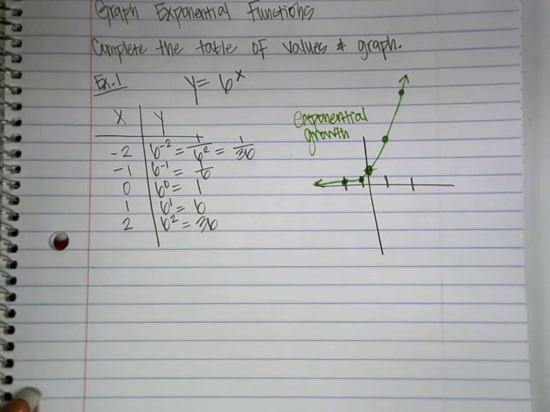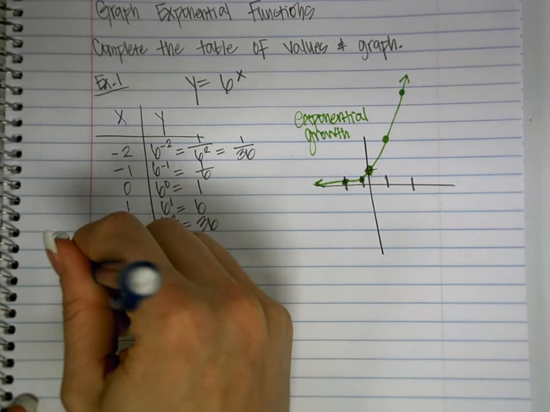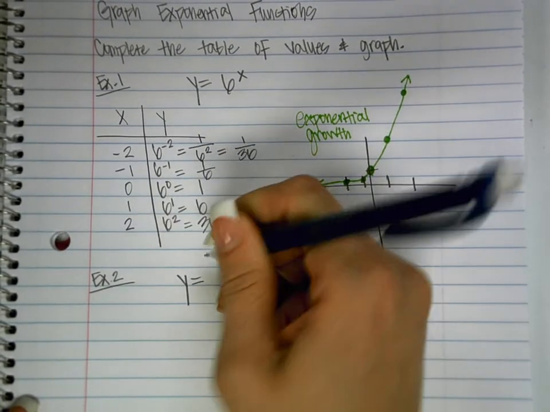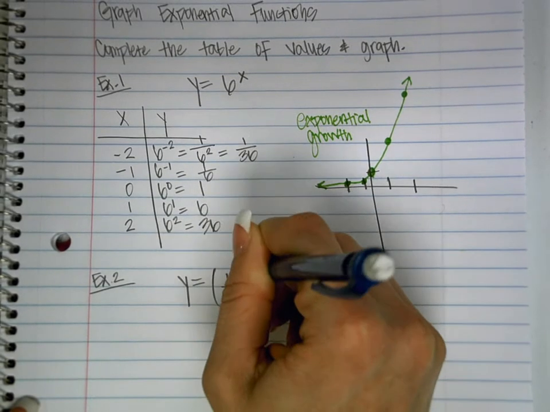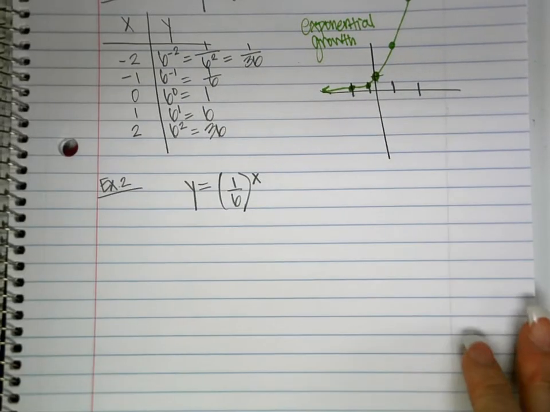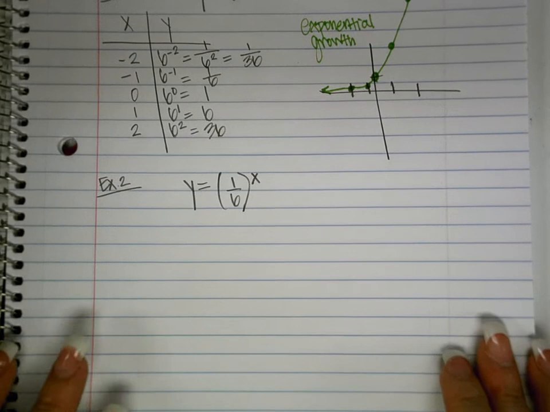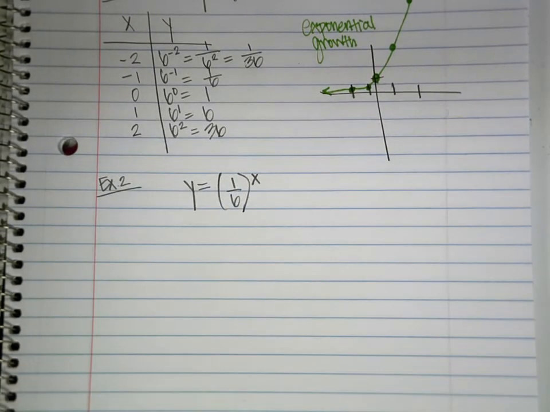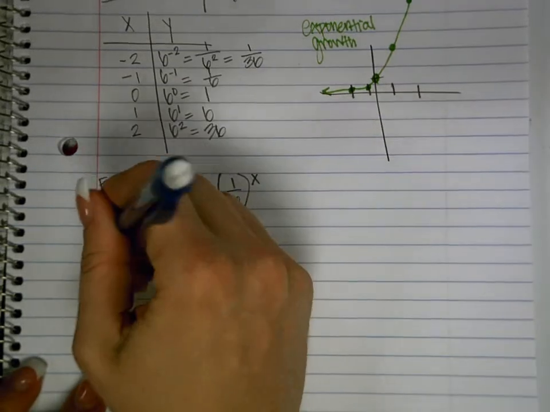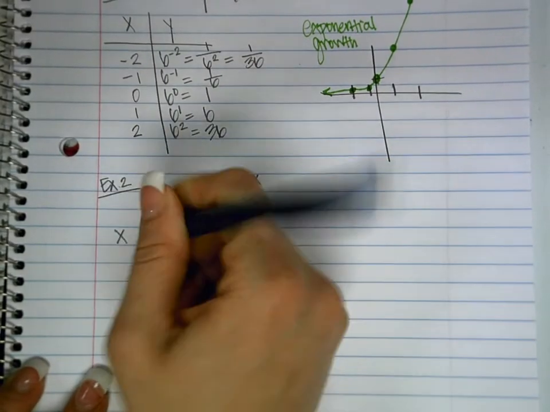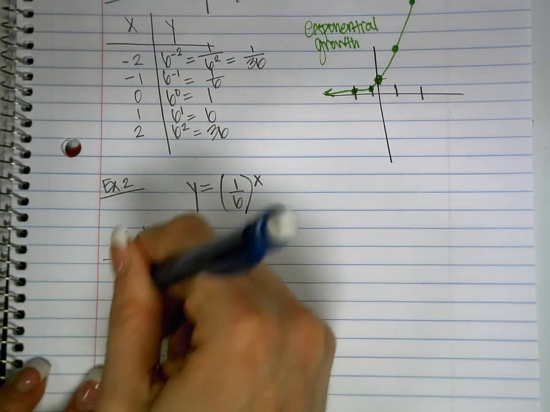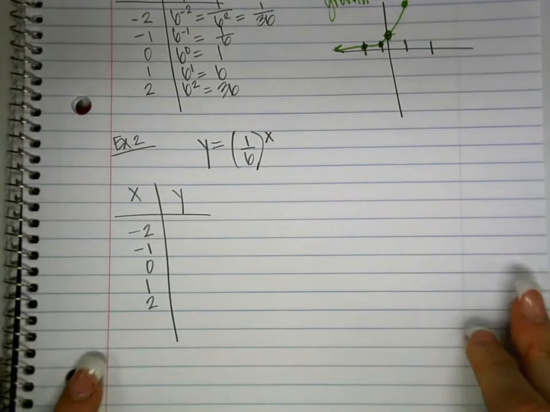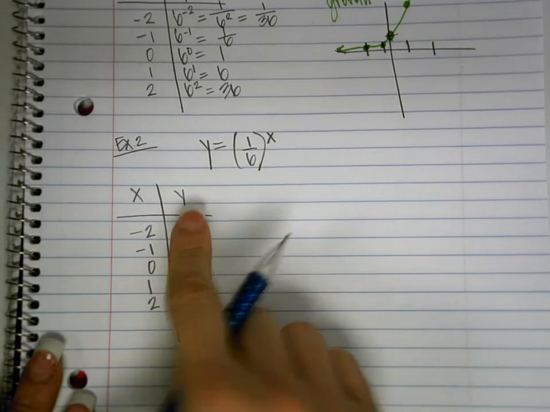This is exponential growth. The other kind of equation that you're going to see is like number 2, and it is y equals 1 over 6 to the x power. Okay, so we just did y equals 6 to the x. Now I'm going to do y equals a fraction to the exponent. We're going to do the exact same steps. You're going to plug into your xy table, excuse me. We're going to plug in -2, -1, 0, 1, and 2.